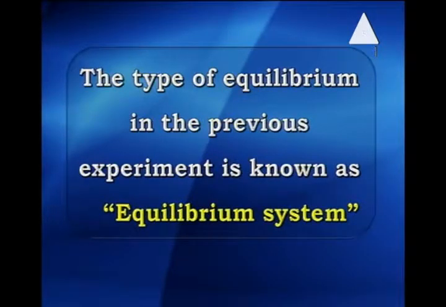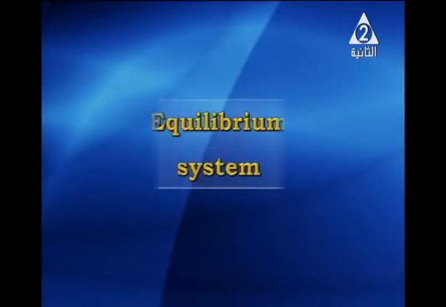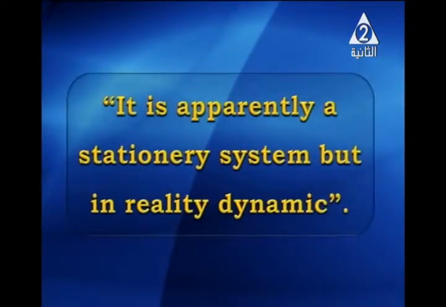My dear students, the type of equilibrium in the previous experiment is known as an equilibrium system. So what do we mean by an equilibrium system? It is an apparently stationary system, but in reality dynamic. There is continuous change occurring, but the total amount remains constant.